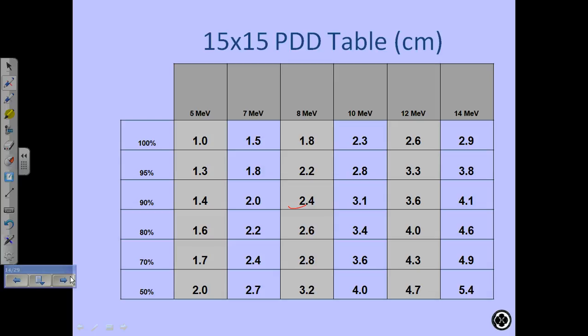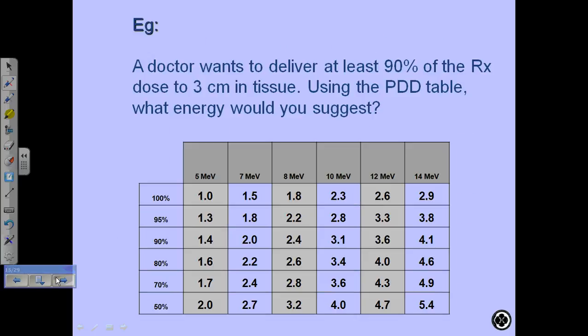And then the doctor also says, if I treat with 8 MeV, I'm treating 90% to 2.4 cm, where's Dmax? Well, Dmax is at 1.8 cm. So that tells them where Dmax is. And this goes all the way down to 50. Not all clinics have this table, but it's a nice table to have. And we'll do an example.